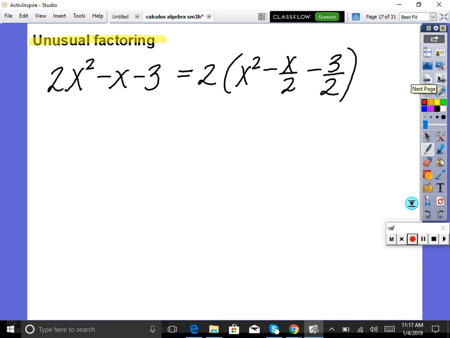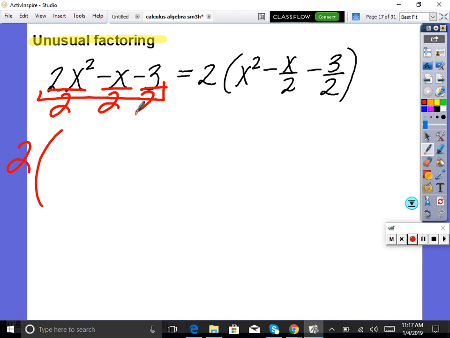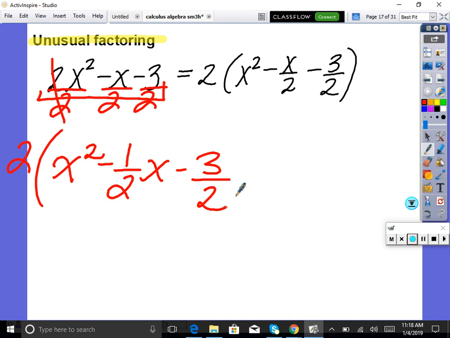Alright, unusual factoring. Now, if I said to you, factor out a 2, you'd be like, well, why? There's not a 2 in common. You're right. But if I asked you to do it, could you do it? If I said, make the leading coefficient 1, you'd say, I have to factor out a 2, don't I? Well, when you factor something out, you've divided it out of each term. So left in your parentheses would be x squared, wouldn't it? Minus 1/2 x, right? Minus 3 halves. They're equivalent mathematically. Agreed? Okay, great.